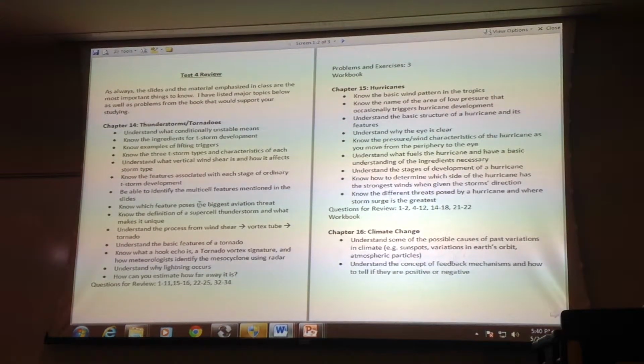And which feature, Scott can tell us this, which feature poses the greatest threat to aviation? Chris can tell us. Microburst. Yes, microbursts and downbursts.